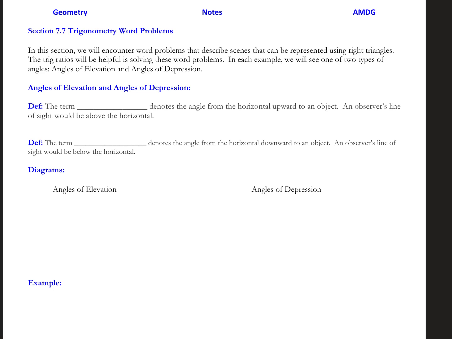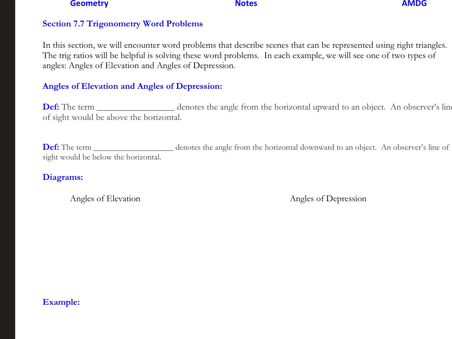Our last section for this chapter, chapter 7, which is all about word problems with trig. In this section, we will encounter word problems that describe scenes that can be represented using right triangles. The trig ratios will be helpful to solve these word problems. In each example, we will have one of two types of angles, so we're going to stress these: the angle of elevation and the angle of depression.